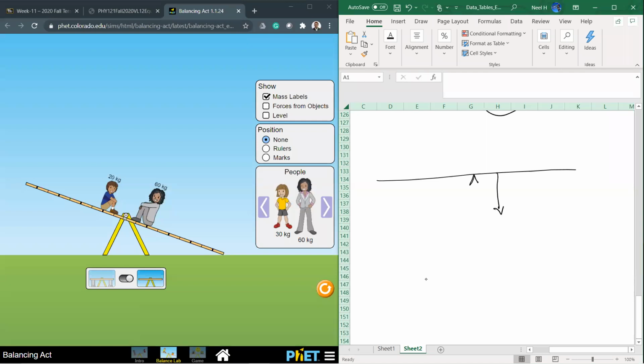I have one force right here. Let's say this is F1, and then this is X1. I have another force right here, F2. This is X2. And then now F1 is about 60 times 9.81. F2 is about 20 times 9.81.